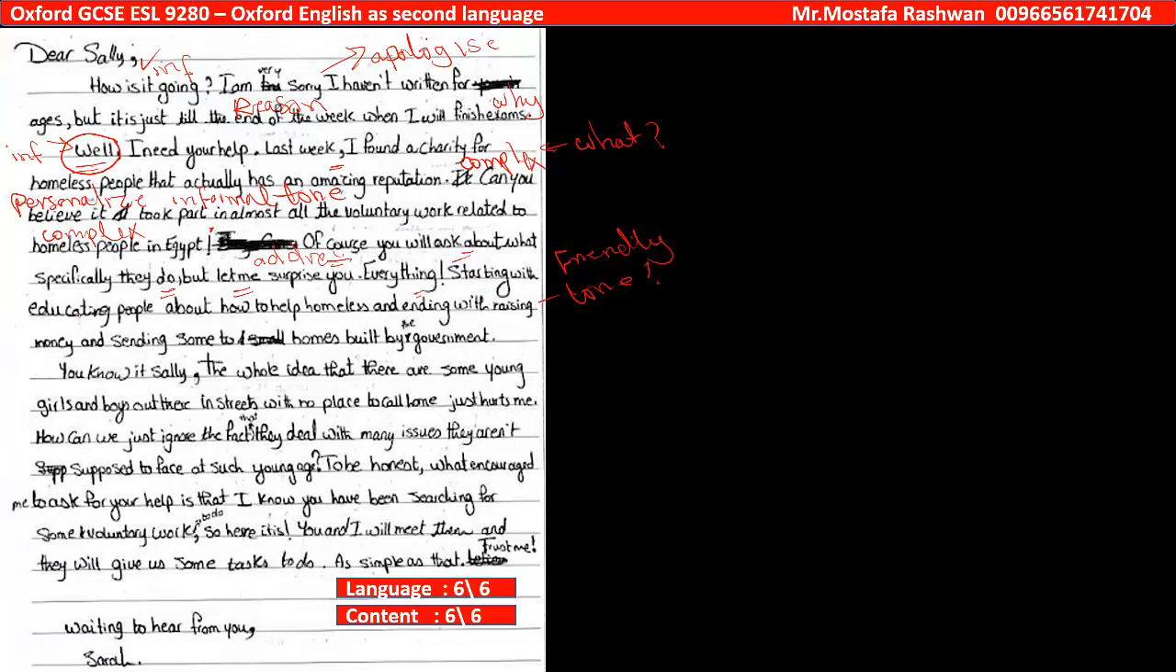Starting with educating people about how to help the homeless and ending with raising money and sending some to homes built by the government. What do you think of this idea? This idea is very well developed. Ideas are very clear. Complex ideas are clarified in a perfectly supported way. So he supported his ideas here by explaining in a developed way.